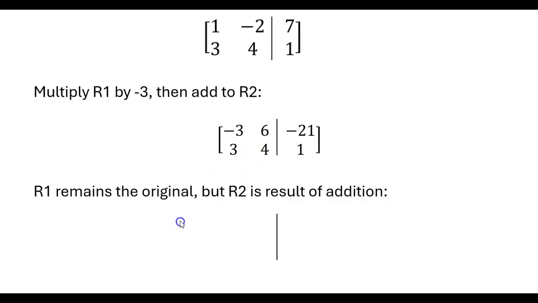So you'll notice when I add row 1 and row 2 together, that is going to give me a new row 2. However, we are going to keep R1, our original, right? Row 1 is going to stay the 1, -2, 7. Now when I add row 1 and row 2, I end up with 0. Then 6 plus 4 is 10, and -21 plus 1 is -20. So I have my new augmented matrix here after we start manipulating.